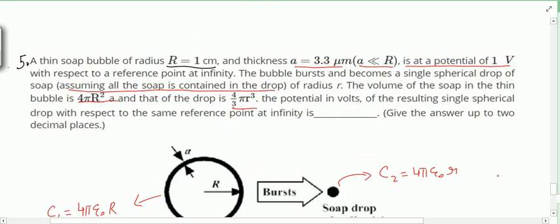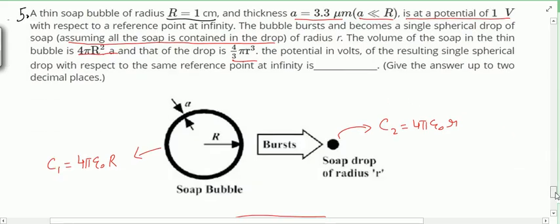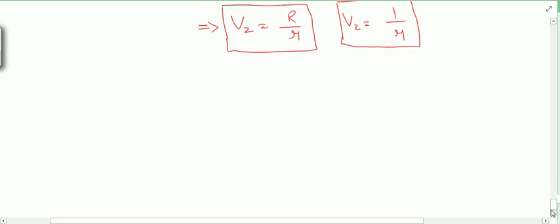So as said in the question, the volume of this big bubble is 4 pi R square into A, and the volume of this small bubble is 4 by 3 pi r cube. We have to just equate these because all the soap is transformed into the small bubble, so the volumes will not be changing. So 4 pi capital R square multiplied with A equals 4 by 3 pi small r cube. Here this 4 pi and this 4 pi get cancelled.